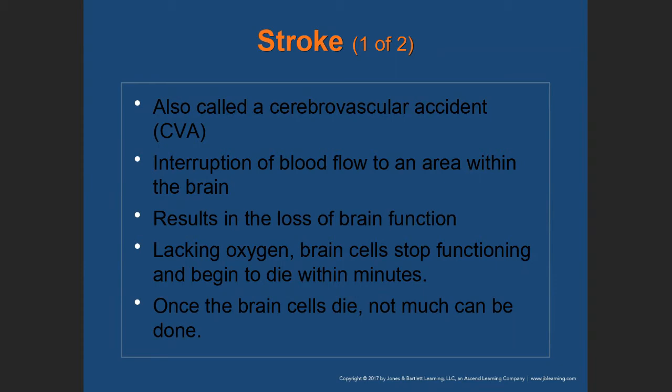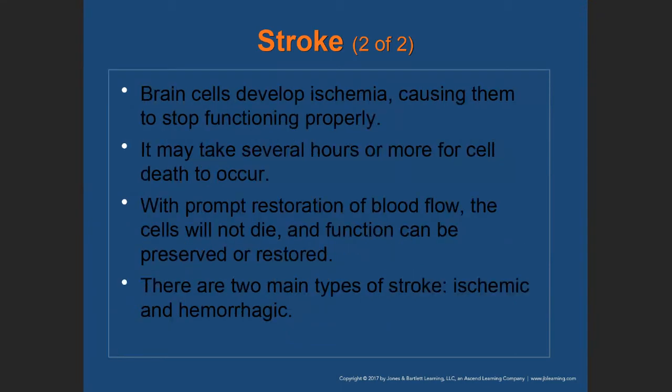So it's the same problem as the cardiac cell. The brain cell becomes ischemic, ischemia leads to infarction, infarction leads to necrosis. Once the brain cells die, not much can be done. These cells don't regenerate. So brain cells develop ischemia, causing them to stop functioning properly. It may take several hours or more for cell death to occur. That's infarction. With prompt restoration of blood flow, the cells will not die and function can be preserved or restored.